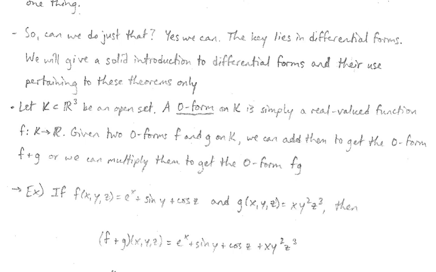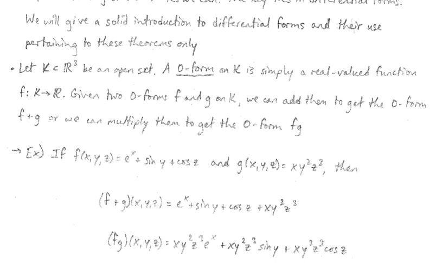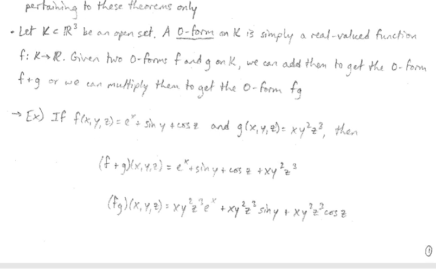And this is just basic adding and multiplying of functions, just like we would do it any other way. So I have a sample here, f of x, y, z equals e to the x plus sine y plus cosine z, and g of x, y, z equals x y squared z cubed. We add them in the typical way. We multiply them in the typical way as well. So real valued functions are differential zero forms.